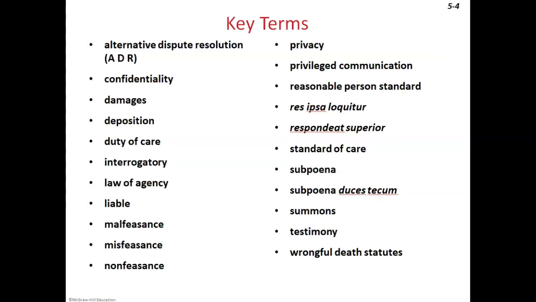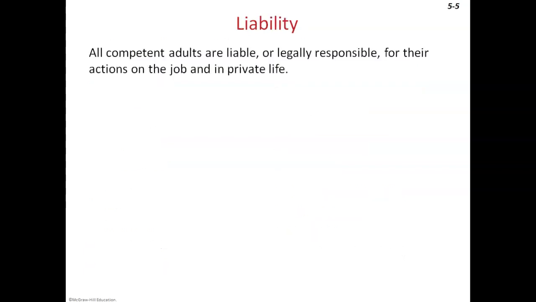This is a list of key terms that we will cover throughout this chapter. We'll start out with liability. All competent adults are liable, or legally responsible, for their actions on the job and in their private life.